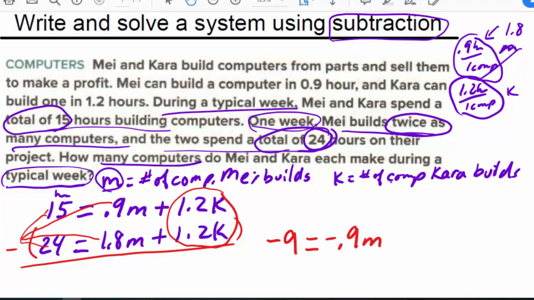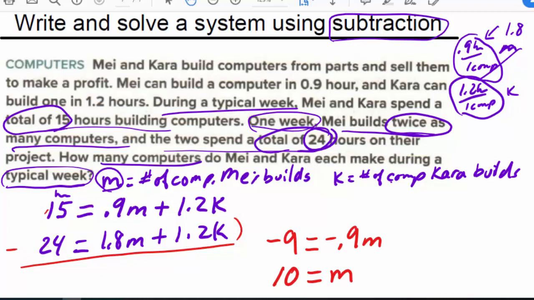And the only thing I have to do here is divide both sides by negative 0.9 to get the number of computers that May builds. So M is equal to 10. So that's 10 computers in a typical week. And then as far as Kara is concerned, all I've got to do is take this 10 and substitute it back into one of my original equations.